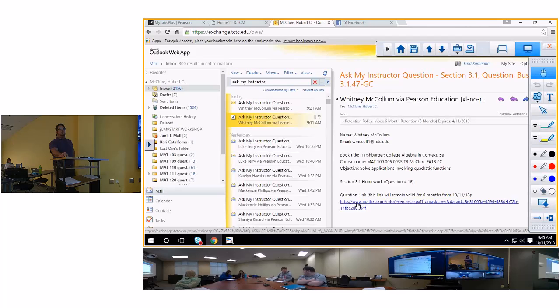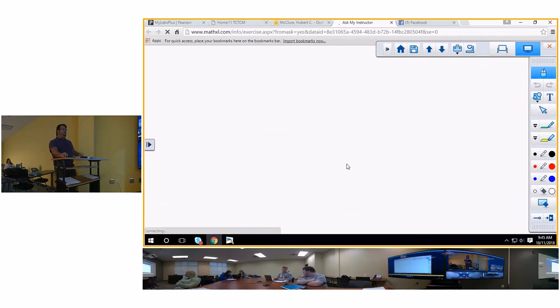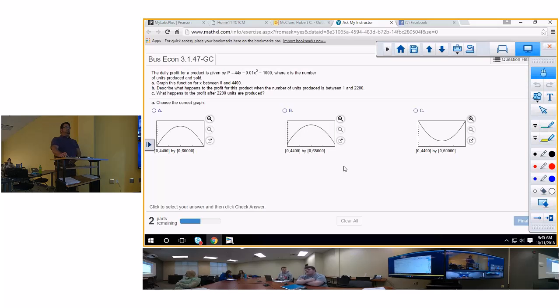3.147/18. 47/18. Now, first of all, I looked at one of these questions. This question right here is pretty much a graphing question. It is not a completing the square question.